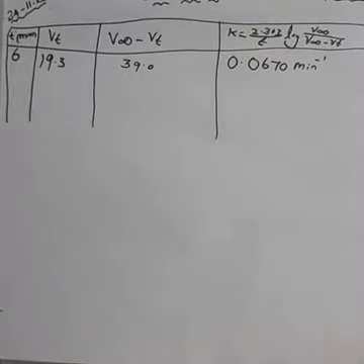For this problem, at time 6 minutes, we get the value of V infinity minus Vt is equal to 39.0. Anyhow, what is the value of k? That is a first order kinetics. The value of rate constant k is equal to 0.0670 minutes inverse.